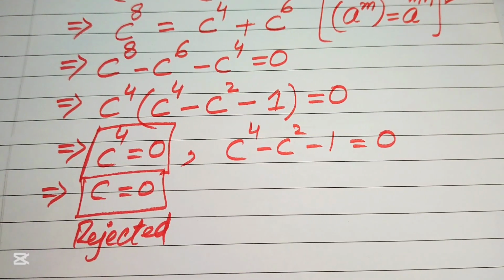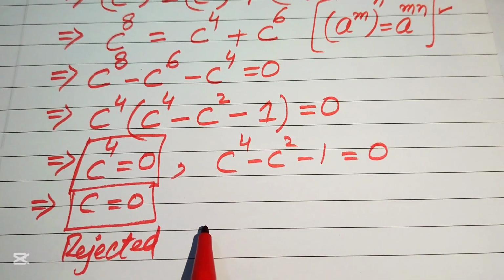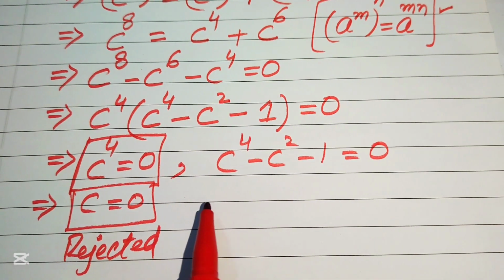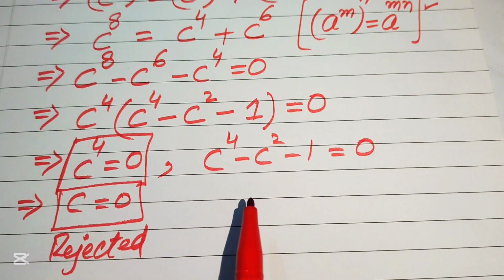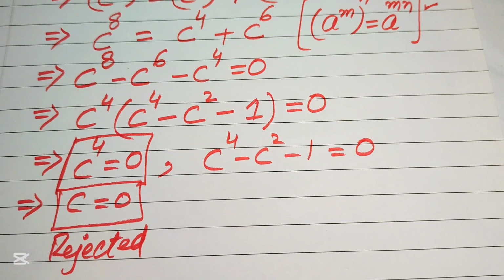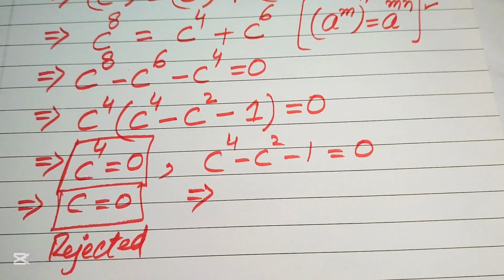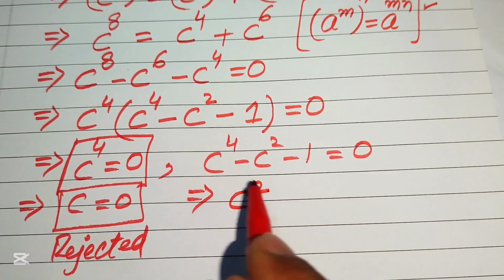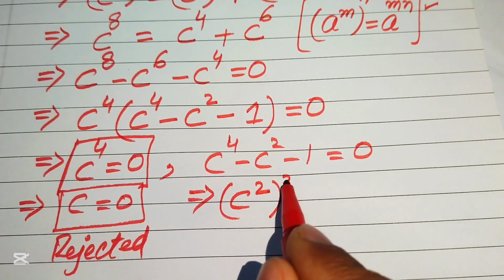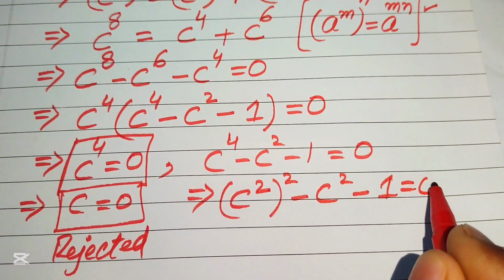You know that the side lengths of all triangles are greater than 0, so c equals 0 is not possible, and now we move forward to the second case. From this case we will easily get the value of c. First we rewrite this equation, converting this fourth order equation into quadratic form. We rewrite c to the power 4 as c square whole squared, minus c square, minus 1 equals 0.